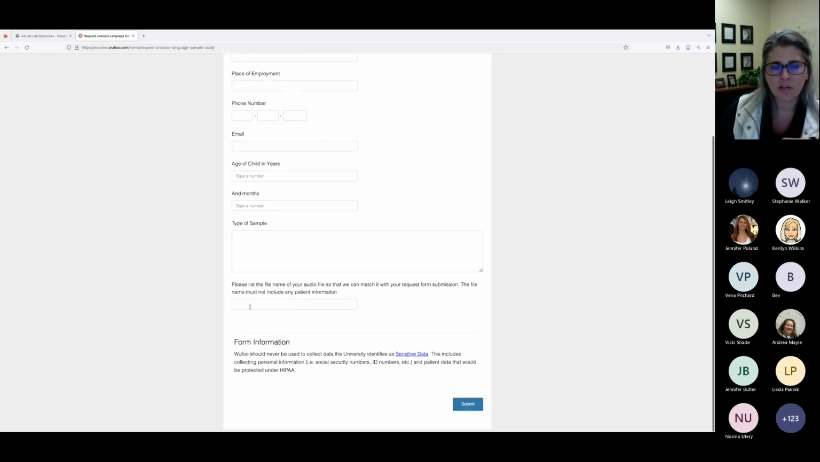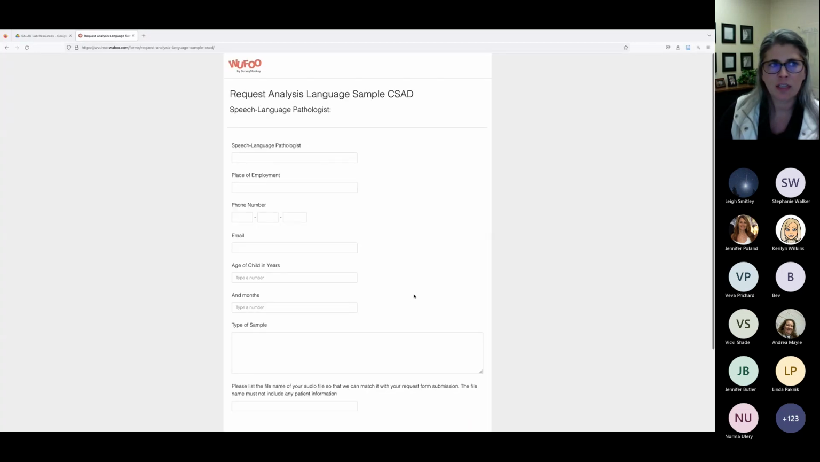And then we want to make sure that we have the right file with the right person. So if you can give us the name that you've named that file here, then we can just make sure that everything is lined up, and then you hit submit. This is just the information. This is not the audio file.